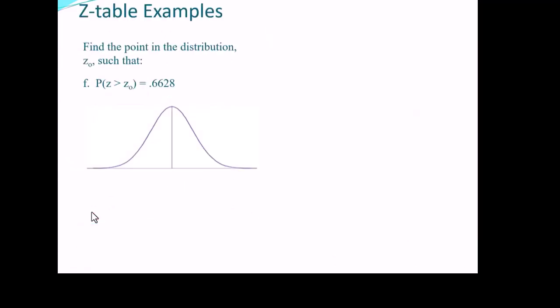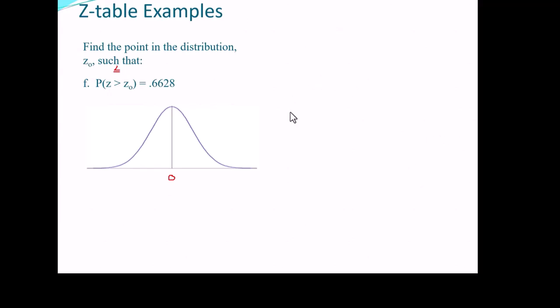Find the point in the distribution such that the probability Z is greater than Z naught is 0.6628. So again, really what you have to do is come up with the less than or equal to probability. I'm going to draw the picture, but you need the less than or equal to probability.